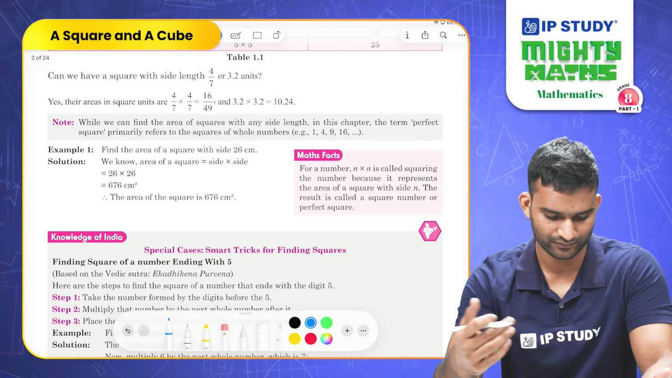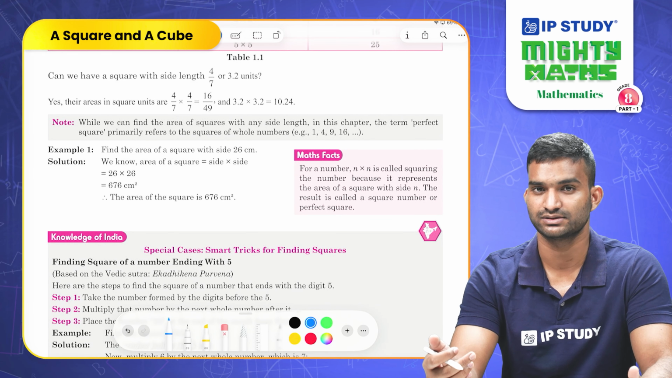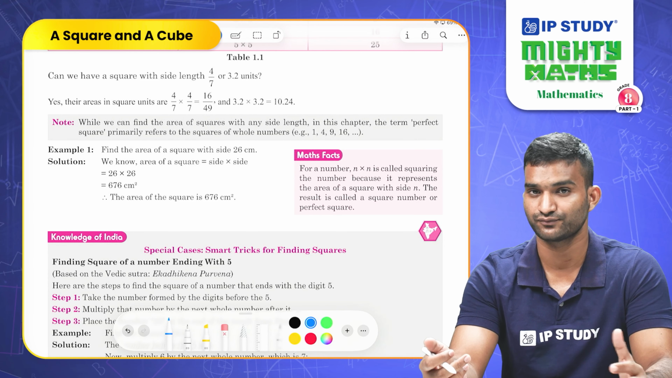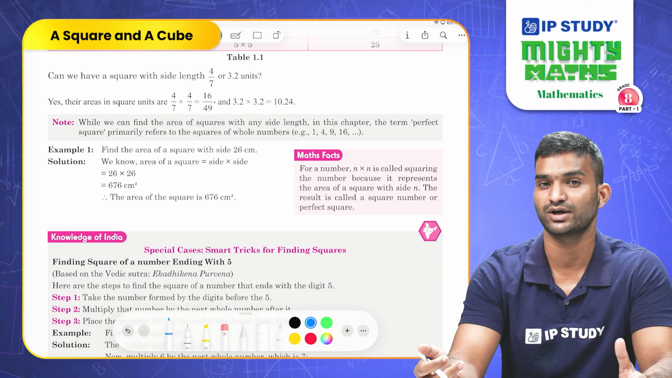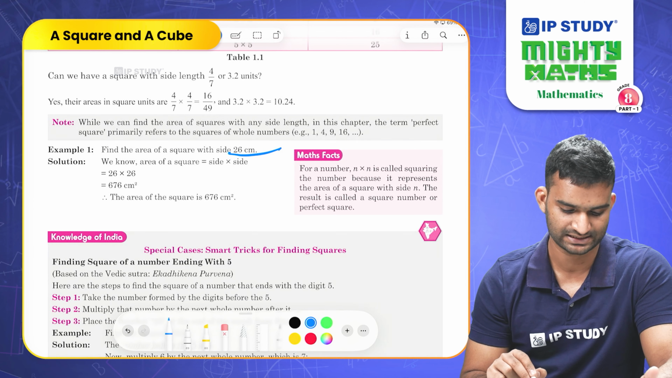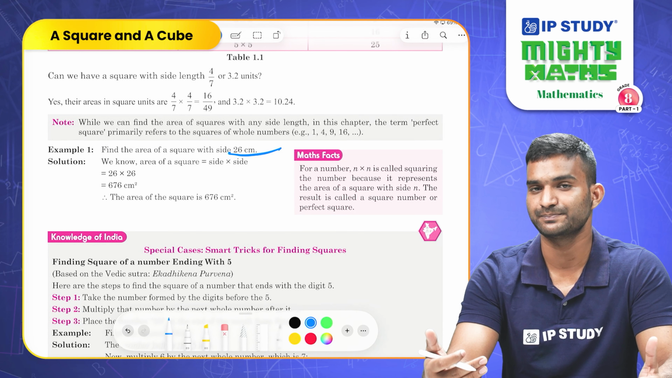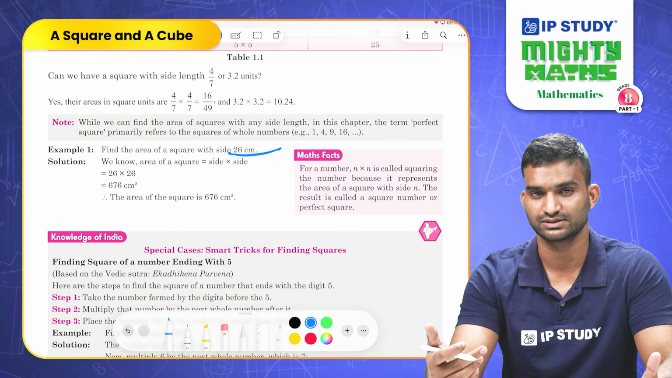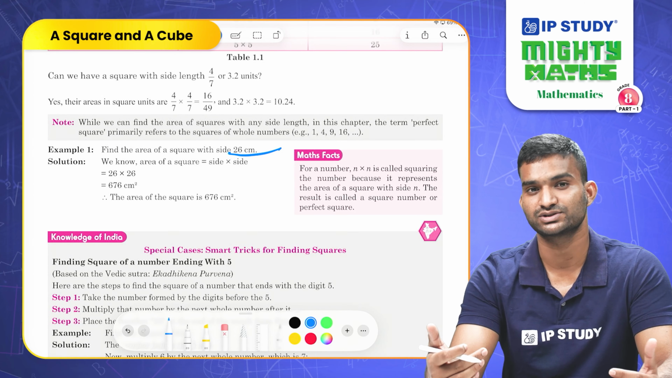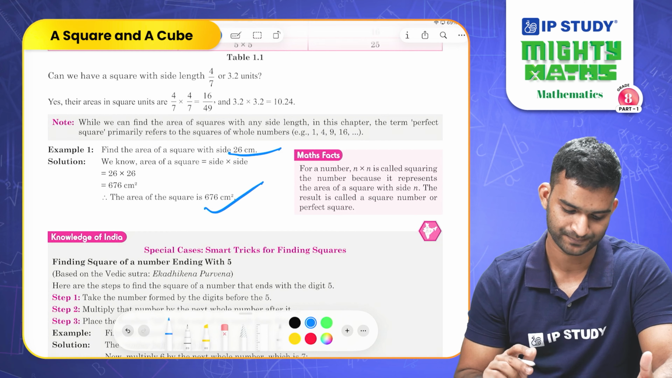Moving to example 1, here we need to find the area of a square with the given side. So what do we need to do here? Either we can use the formula or we can take the square of the given number. In this case, the side is 26 centimeter. So to get the area of the square, we simply take the square of 26. The square of 26 is 676. So the area of the square will be 676 centimeter square.